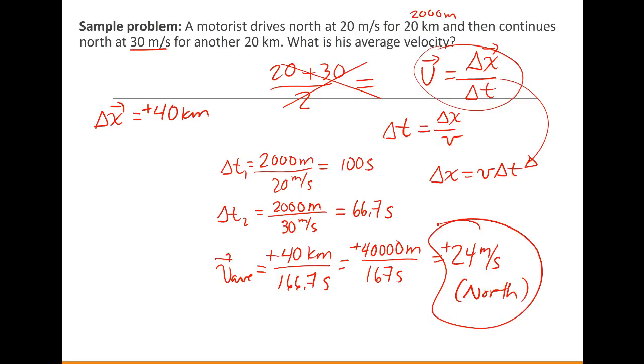And so again, the key understanding here is that we can't just average out the two speeds. We have to take into account the fact that average velocity is a weighted average, that we're not traveling 30 meters per second for as long as we traveled 20 meters per second. So it's actually less than 25.